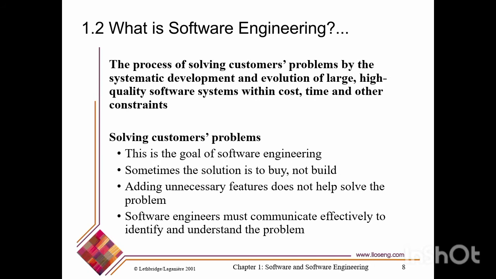What is software engineering? We are going to do an exercise to understand the definition of software engineering. It is the process of solving customers' problems by the systematic development and evolution of large, high quality software systems within cost, time, and other constraints. So, solving customers' problems is the definition, and we are going to discuss it in detail.